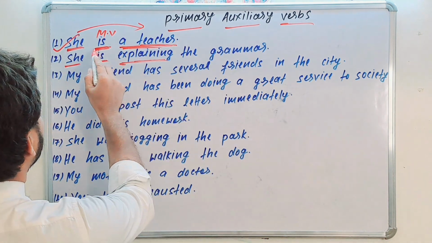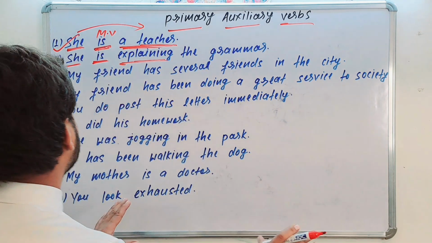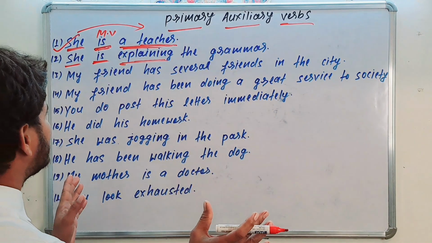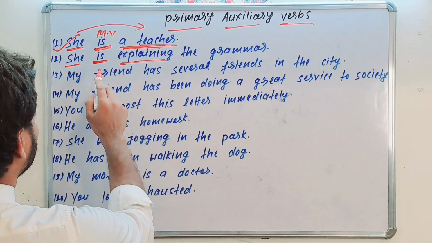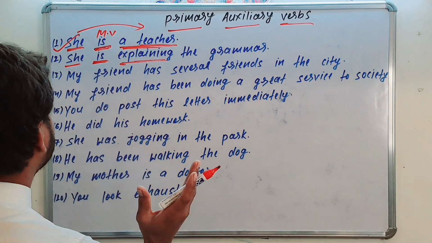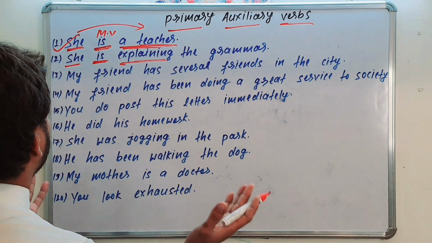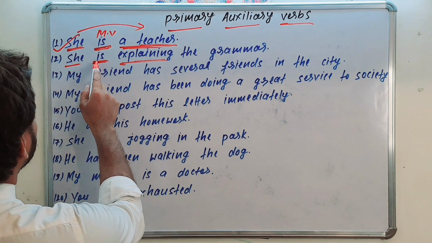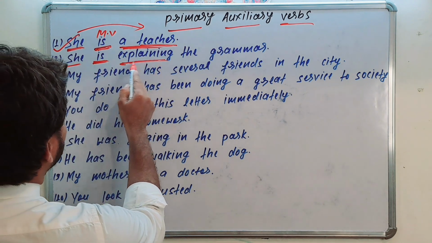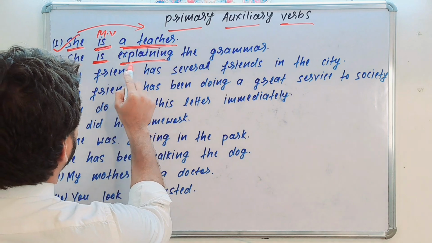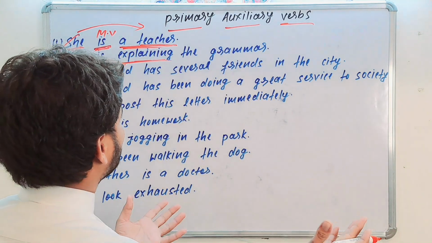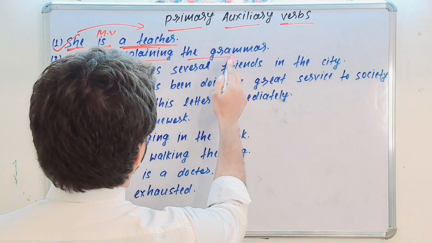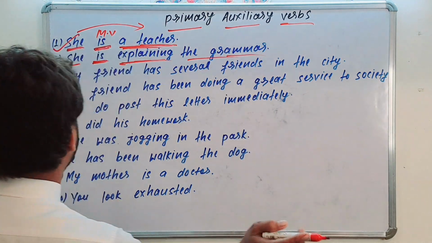So here in the first sentence it is used as a main verb, but here in the second example it is used as a helping verb, auxiliary verb. She is explaining. This is the main verb in this sentence. Explaining the grammar. She is explaining what? Ask a question. The grammar. This is your object. Clear?